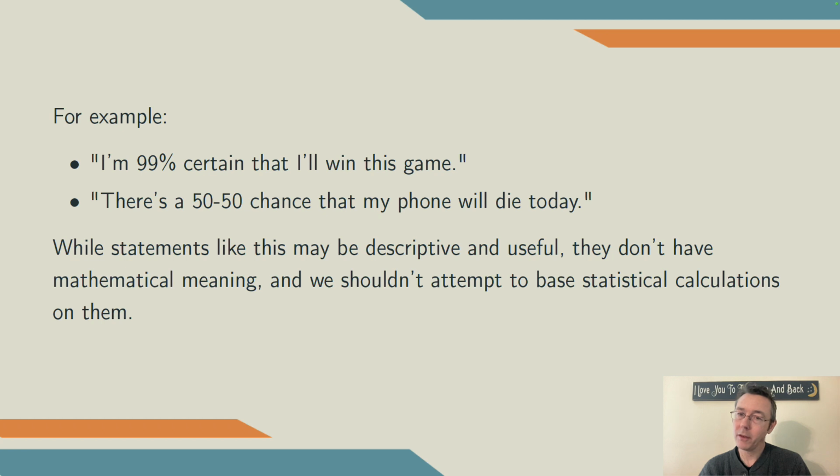And these statements are descriptive and sometimes useful, but they don't have mathematical meaning, and I wouldn't try and do any sort of calculation with any of these. So, for instance, when I say that I'm 99% certain that I'll win the game, that might be based on experience, but it's not like I've played a million games and counted how many times I've won, taken a ratio, and found it to be 99%.